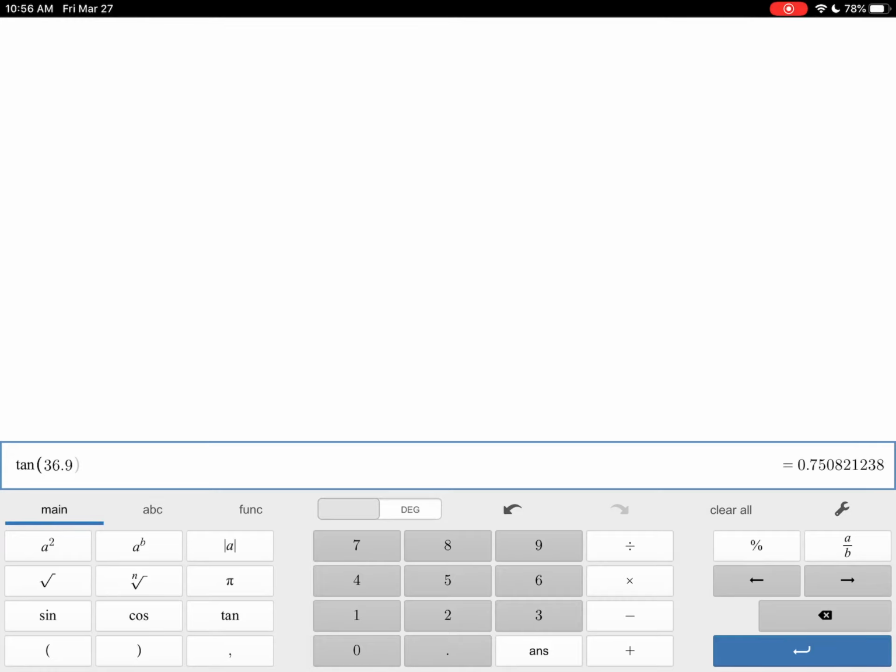If you consistently do not get that answer, it may be, here you can see I can change my calculator between DEG, which stands for degrees, and RAD, which stands for radians.